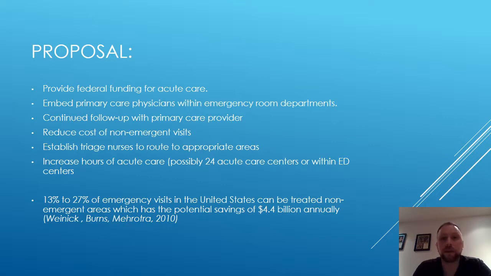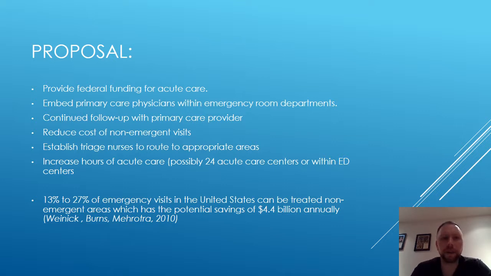Establish triage nurses to route patients to appropriate areas. What does that mean? We all see triage nurses standing outside of an ER asking people what they're here for. As I was an emergency room nurse as well, I did the same thing. But we can meet those patients' needs and not charge them triple for the experience. That's one of the reasons why I wanted to talk about embedding acute care or primary care within the emergency room. Also, increase hours of acute care, possibly a 24-hour care provider, within the ED. So they would share emergency room assets, but still have the ability to see those non-emergent but more acute patients.